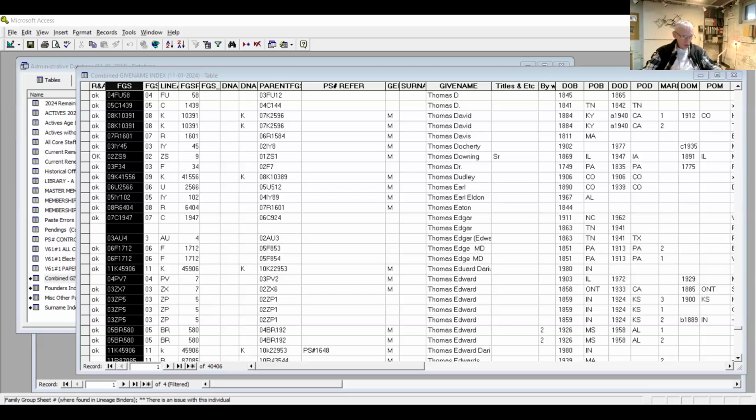Because if they were born in 1920, they would be 104 years old now. We have members who are old, but I don't have anybody 104 at this time. So that would be the way we do it, so that we don't have living people showing up in the online version. So that would be one thing.